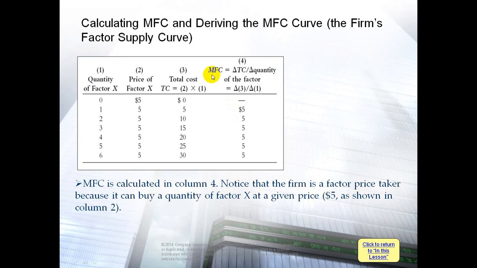So what is the marginal factor cost of the first unit, of 1? What is the marginal cost, the additional cost, when you buy the first machine? The change in total cost, 5 minus 0, is 5, divided by the change in quantity. Here it is 1, because 1 minus 0 is 1. So 5 divided by 1 is 5. The difference here is 1.